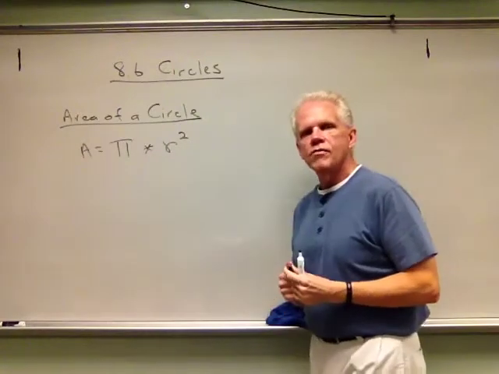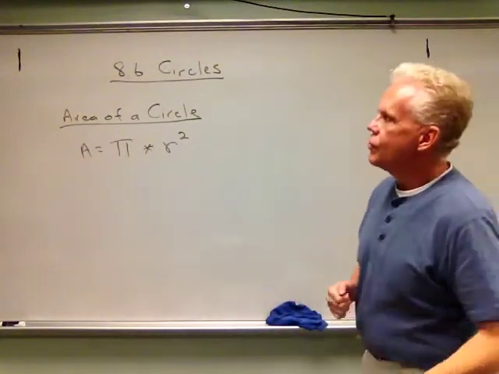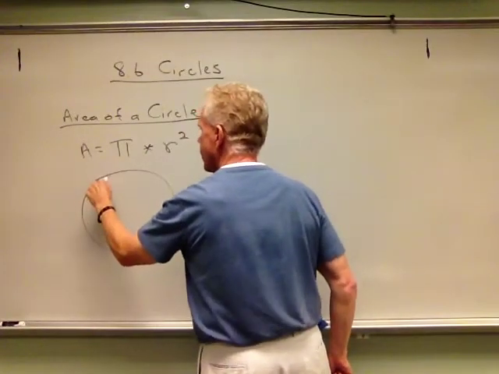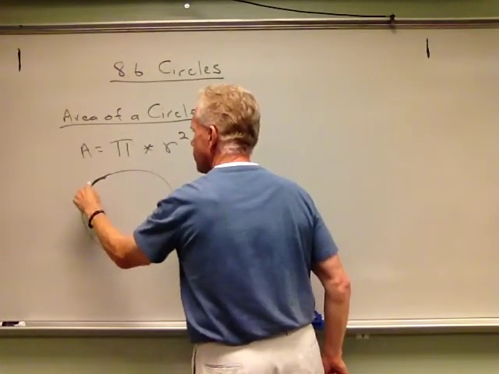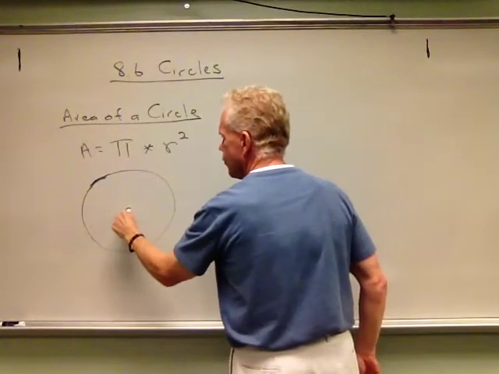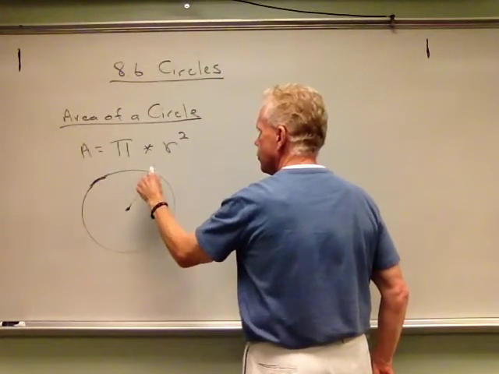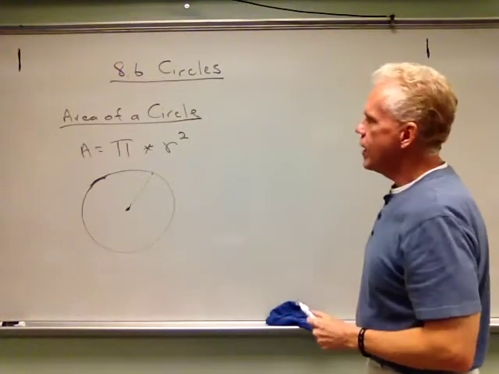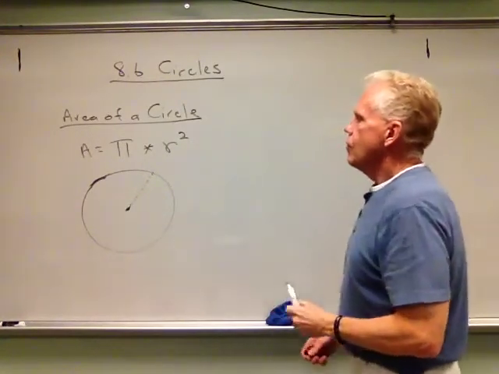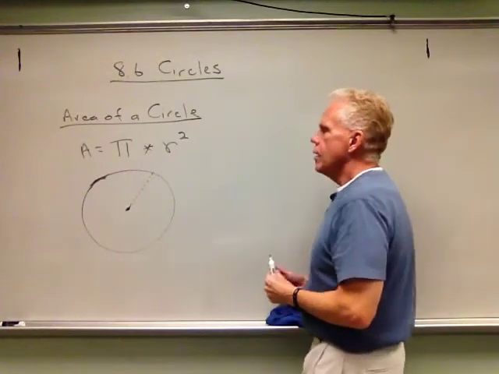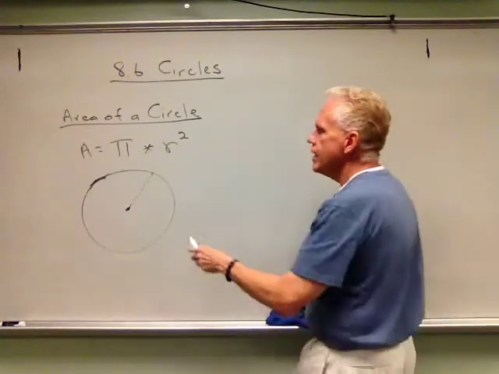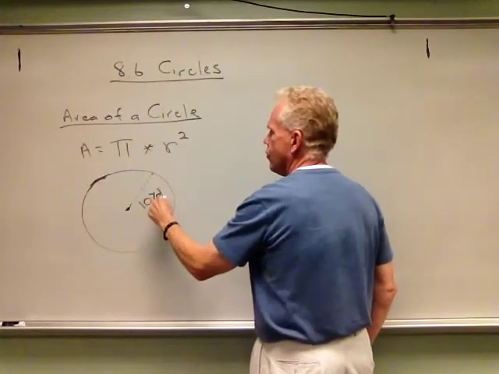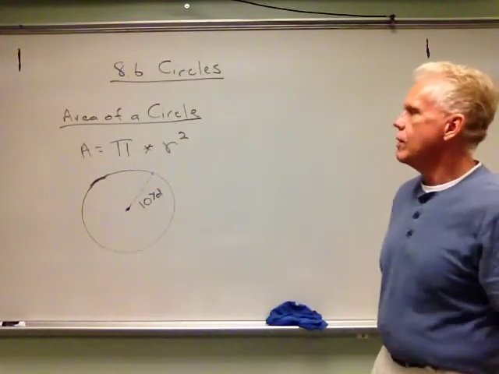All right? So we're going to find the area of a circle. So let's take a circle. There's our circle right yonder. Let's do this on this circle. That's the radius of that circle. It's halfway across from the middle out. All right, so let's say I've got a radius of 10 yards.